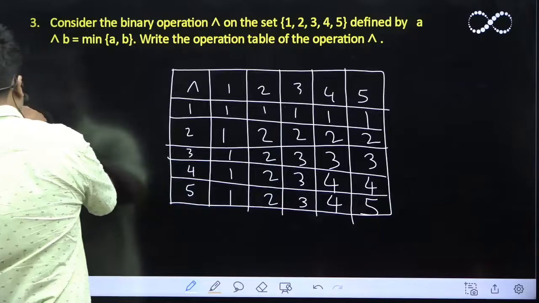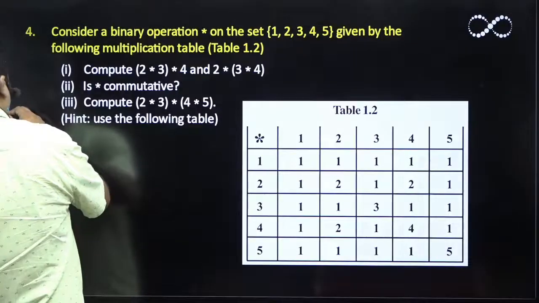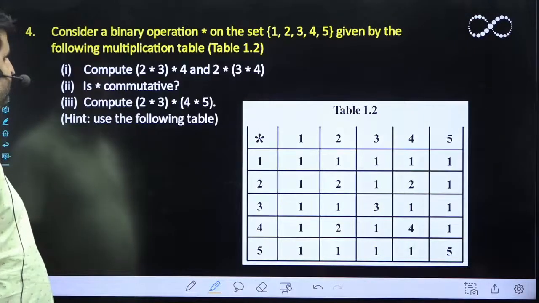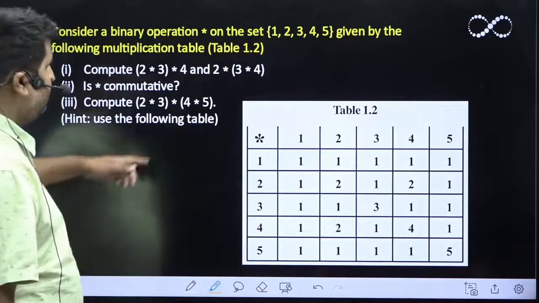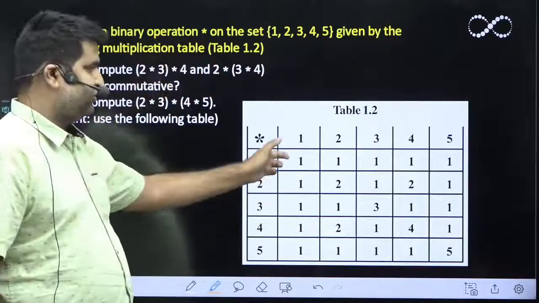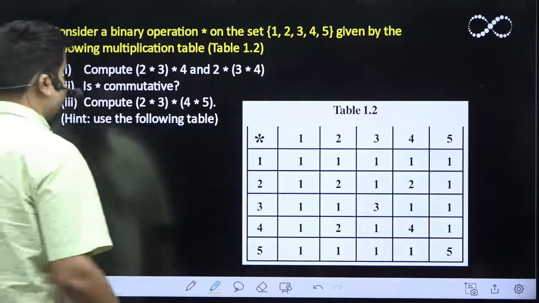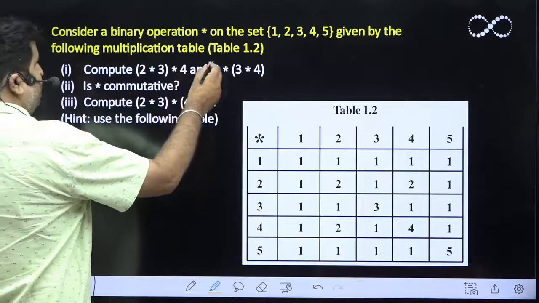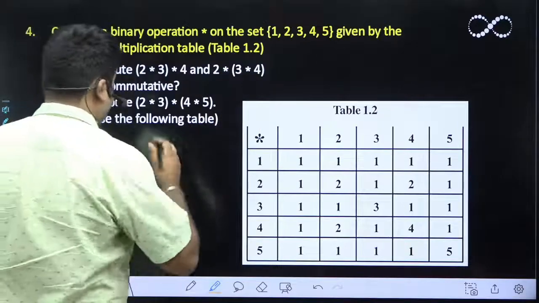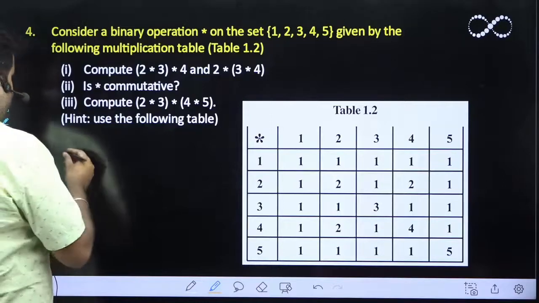So let's see the next question. Consider the binary operation star on the set {1, 2, 3, 4, 5} given by the following multiplication table. So this is the multiplication table. Compute (2 star 3) star 4 and 2 star (3 star 4). And we have to check whether these two are equal or not.